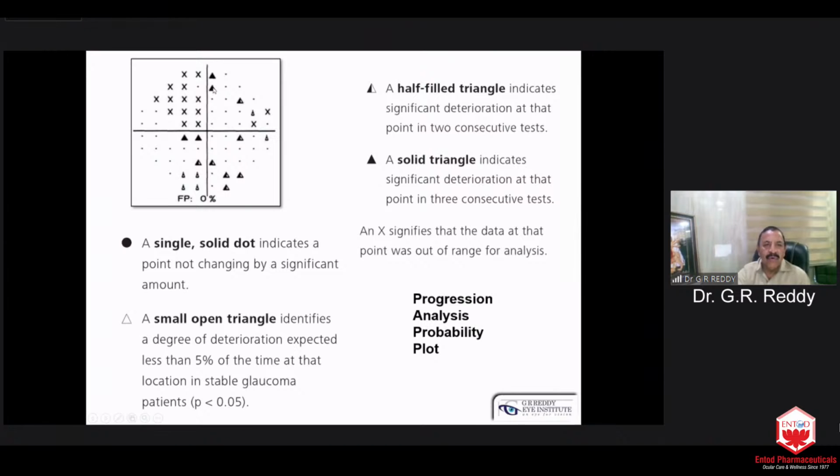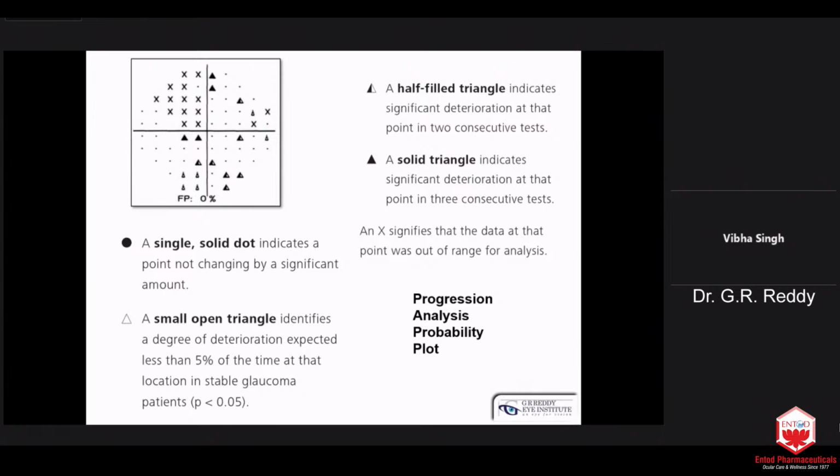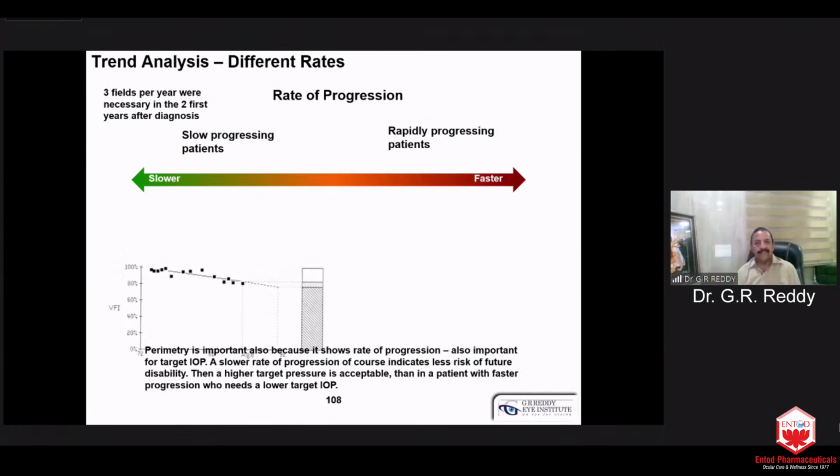If it is a full blocked triangle, three consecutive solid triangles indicate significant deterioration at that point on three consecutive tests. So it tells that that point is deteriorating for the last three tests. By seeing the black square, we do not know. If you see the raw data or the total deviation plot, the deterioration is expected. But by seeing the progression analysis probability plot, we know which points are deteriorating, which points are not deteriorating, and which points are outside the analysis.